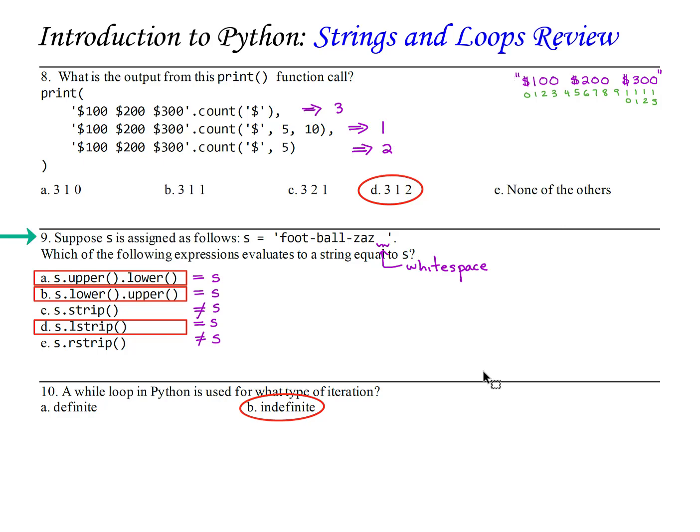Number 9 is kind of interesting. So you have a string. Notice there's a space at the end. That's going to come into play in a moment. Which of the following are equal to the original string S?